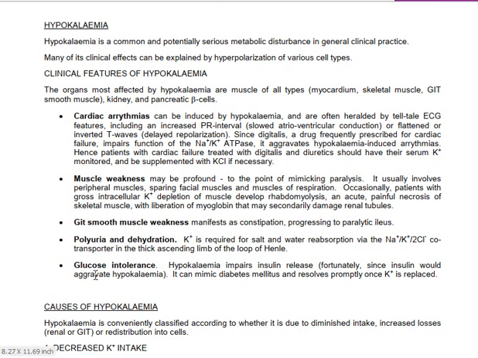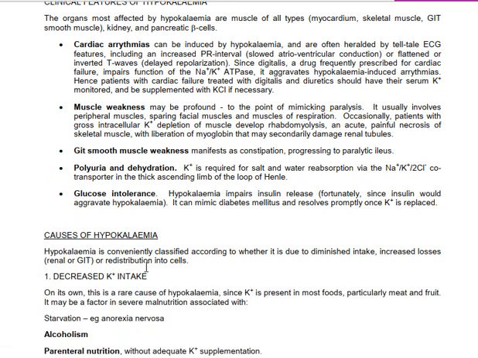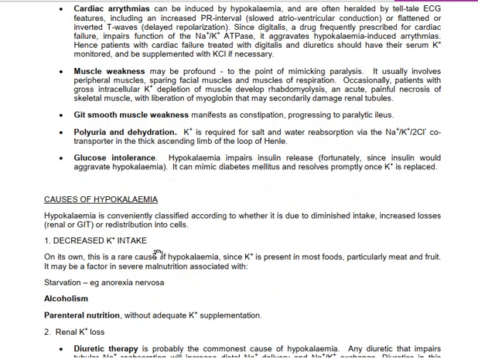The next, we have glucose intolerance. You need to know that potassium ion is required for insulin to act, for glucose to enter the cells. Is it clear? So every time that potassium ion is absent, you're going to have excessive glucose level in blood. Is it clear?